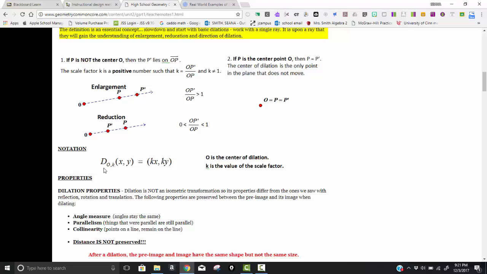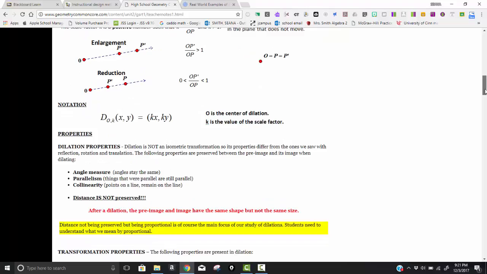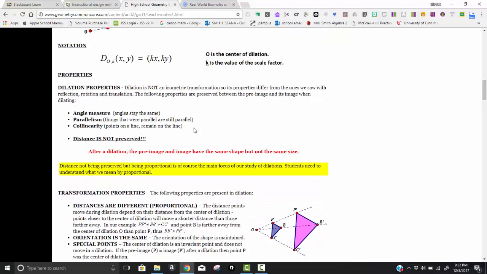If you think about your other reflections, they can use a T for translation, R for reflection. On the O, it's the center of the dilation. The K is the value of the scale factor. So given our pre-image x comma y, we took K times x, K times y, and we get our new image point. Properties, angle measures stay the same.